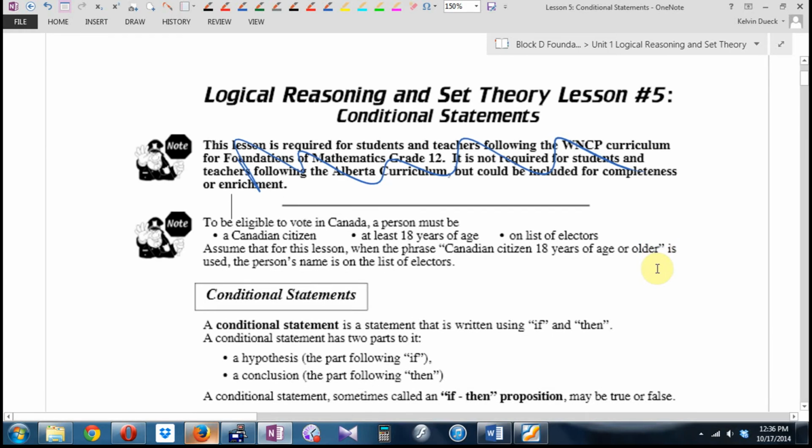So are you ready? First of all, in Canada, to be eligible to vote, this is knowledge that you need beforehand so that you can tell whether statements are true or false. You need to be a Canadian citizen, you need to be at least 18, and you need to be on the list of electors, you need to be registered. So assume that for this lesson, when I say a Canadian citizen 18 years of age or older is used, the person is registered, because there's always someone nitpicky who says, hey, there's another condition that we haven't talked about. So if I start talking about an 8-year-old Canadian citizen, we're going to say they're registered to vote. Got to be fussy.